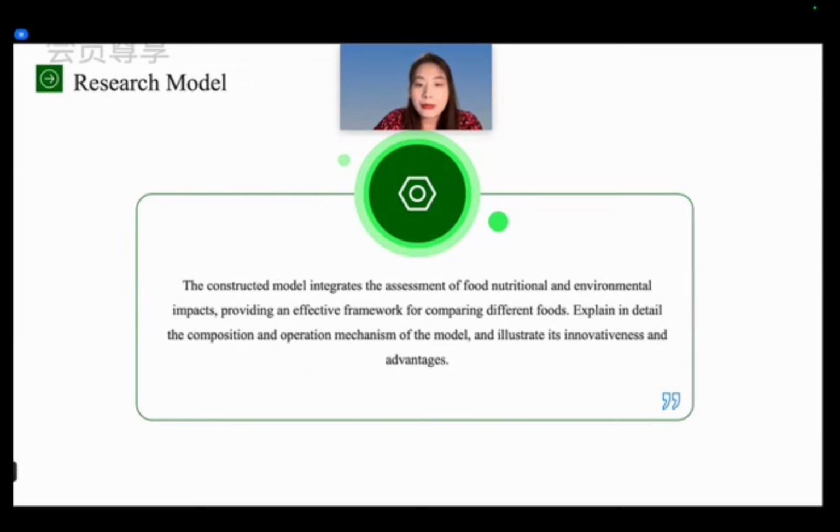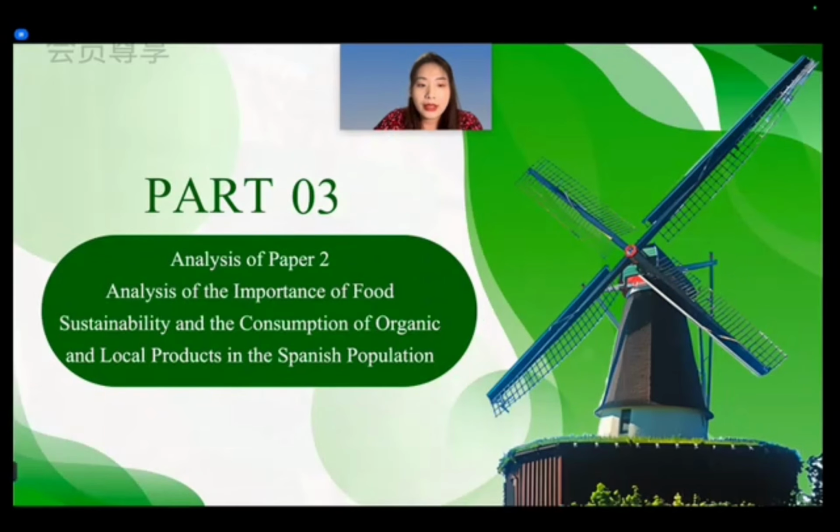Research model, the model they made was a big improvement. It could compare foods more accurately by looking at their nutrition and environmental impacts. This is the second part. This is part 3, the second paper.